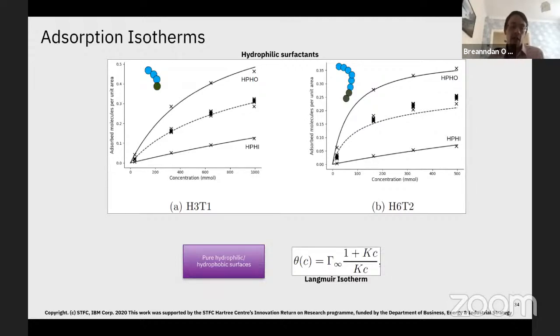So for each of the simulations which we ran here, we fitted a Langmuir isotherm, with the capital gamma and the capital K terms, in order to produce the lines or curves you see in both of these plots.